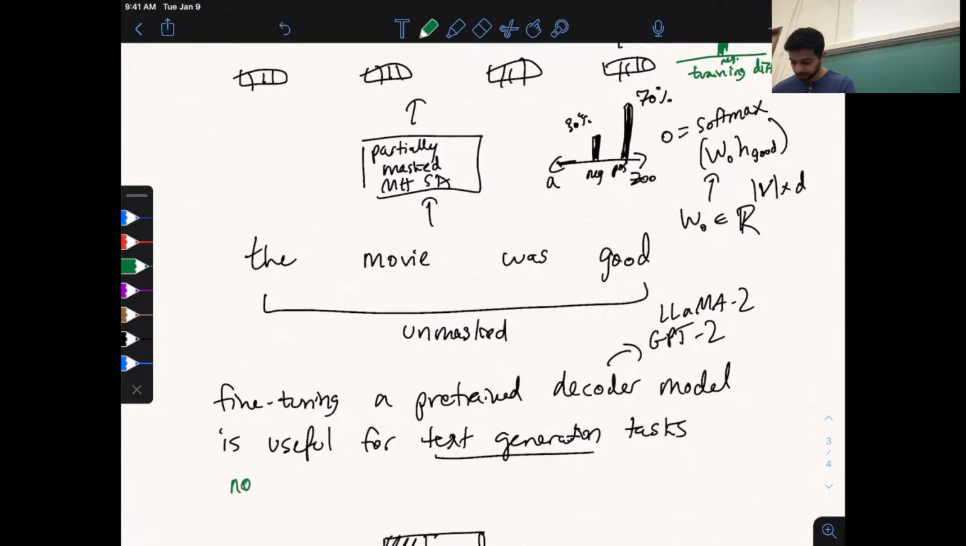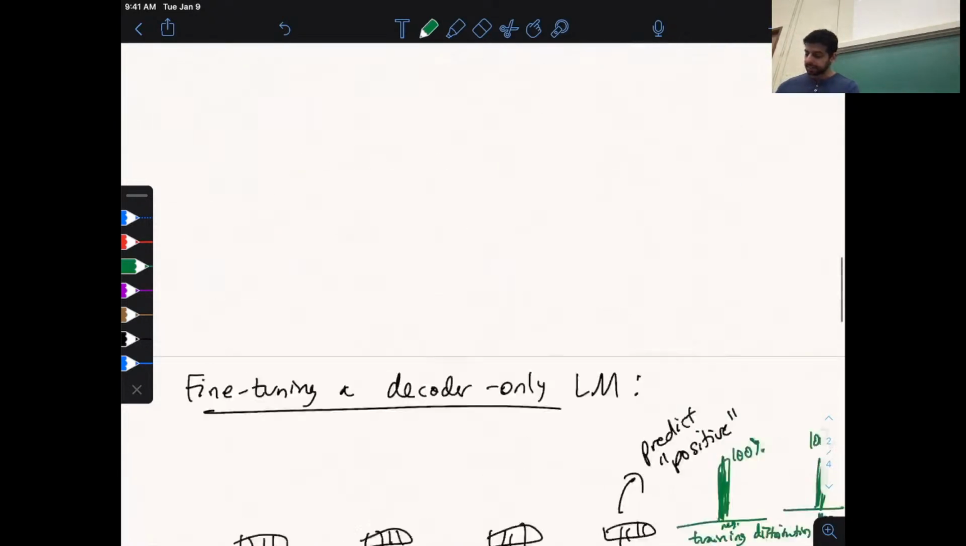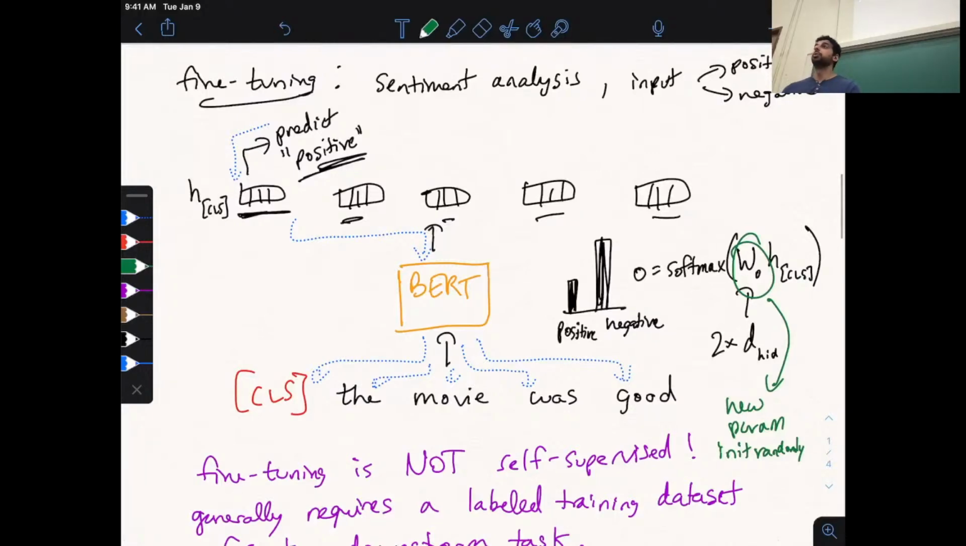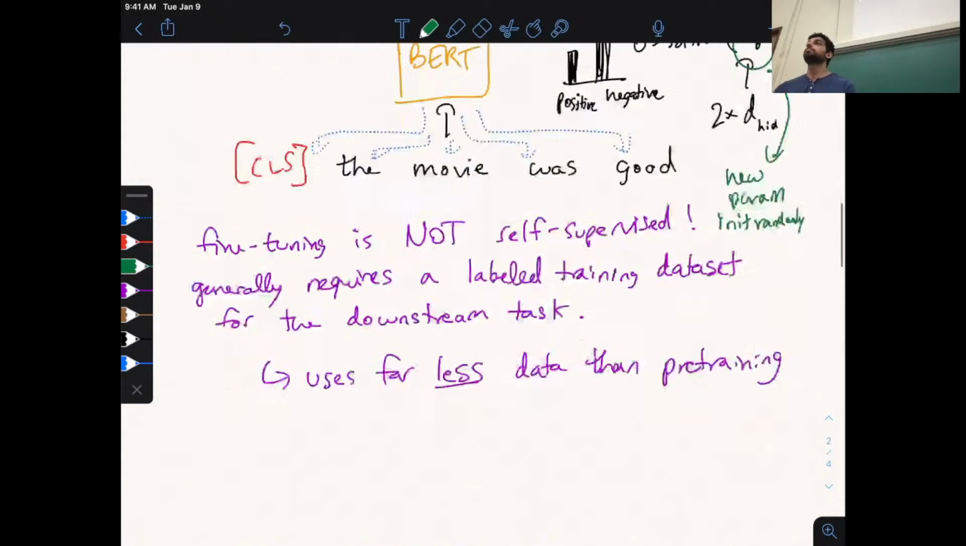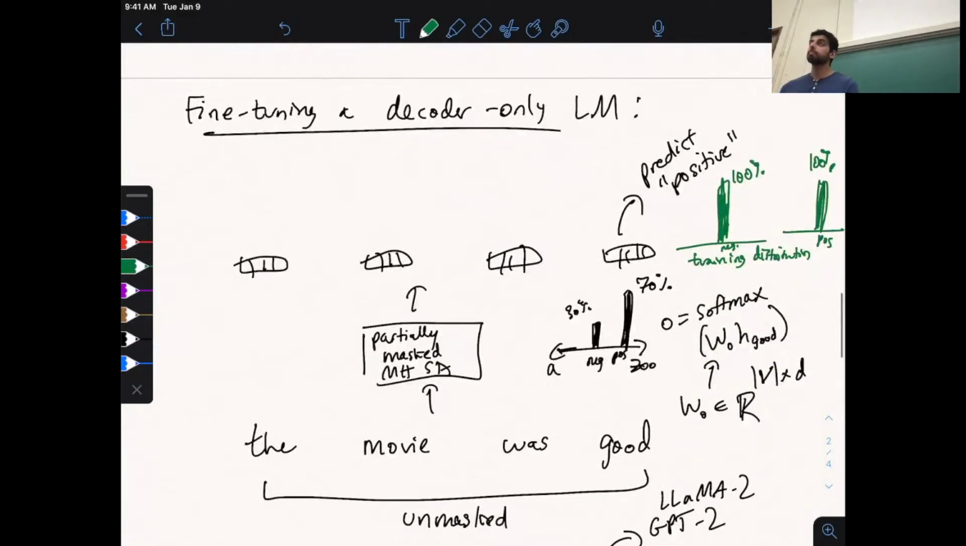No new parameters. But in this case, we added this new W sub O matrix. Just to follow up on that, are we making sure that the answer of the LLM, the first word, would be positive or negative? Yes, you're doing that by teaching it through your training data that the first word after the input is always positive or always negative. So this won't be self-supervised? No, this is not self-supervised.